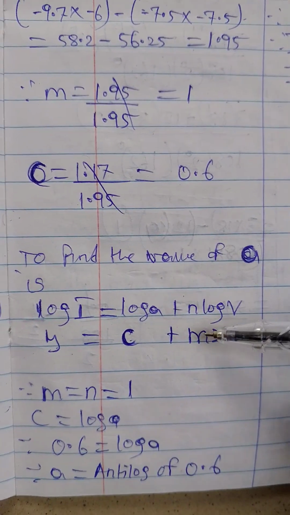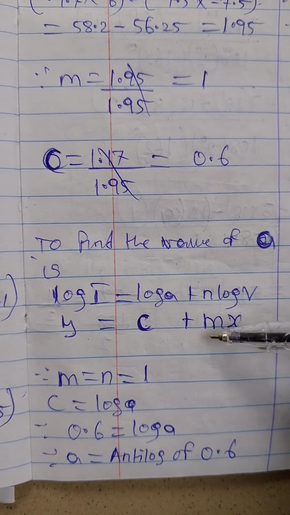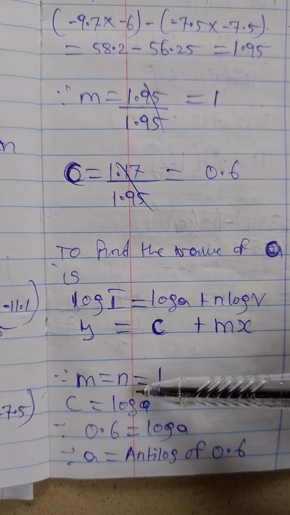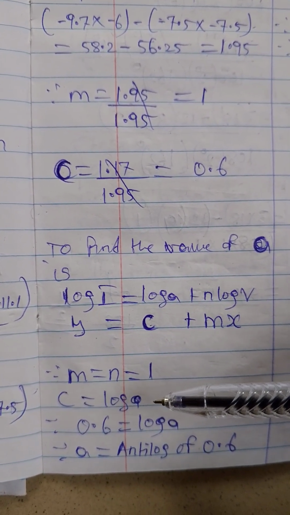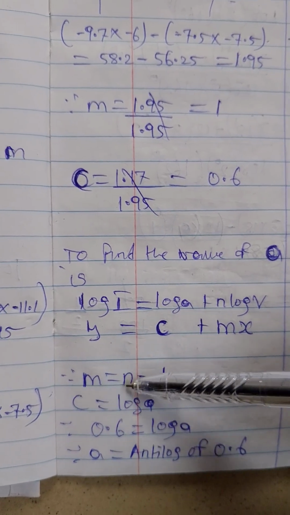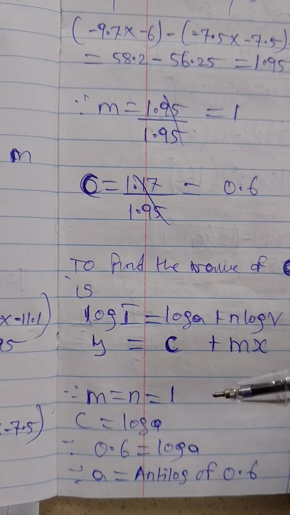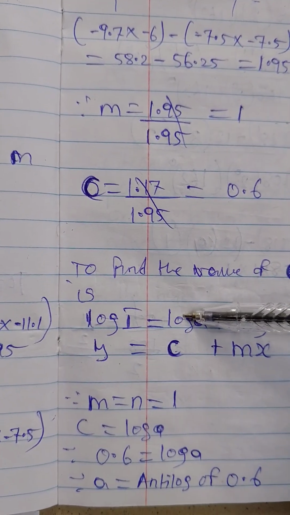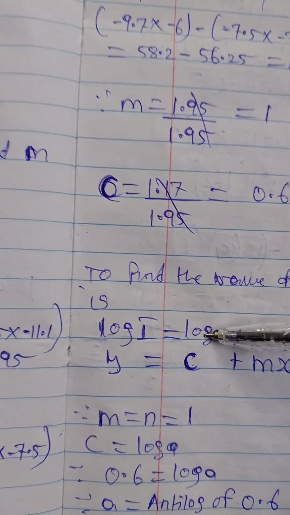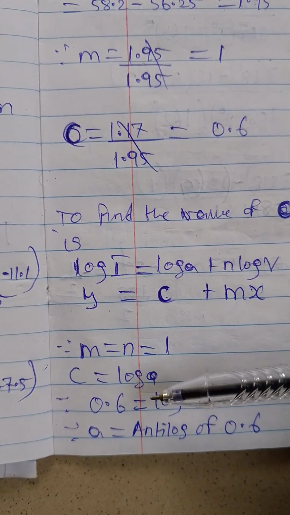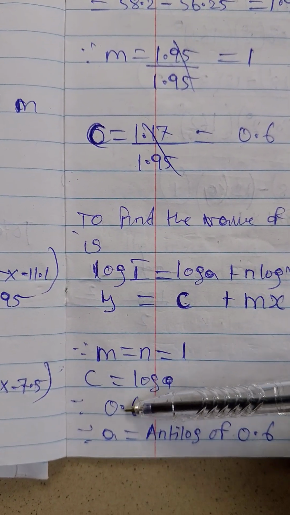So to find n now, since it says that m is equal to n, and m is 1, that means n will also be equal to 1. And also they say that c is equal to log a, where c is constant and a is also constant. So now c is equal to log a. My c is 0.6, equals log a.